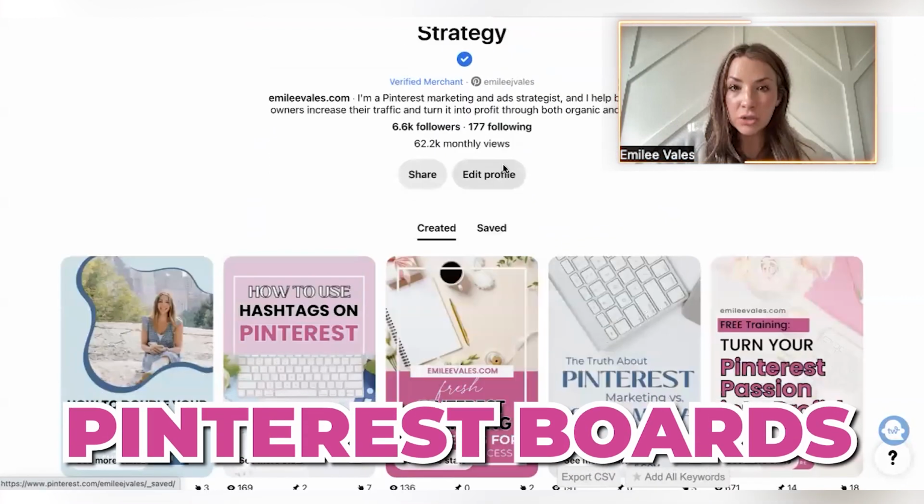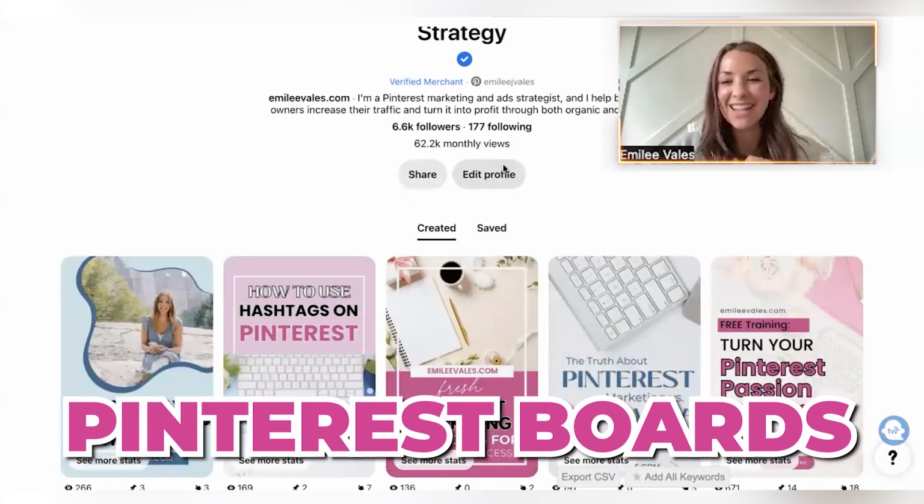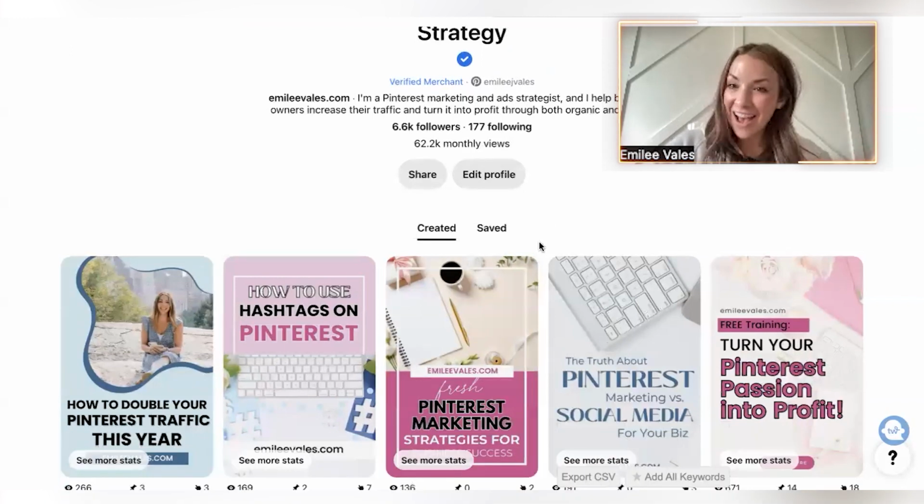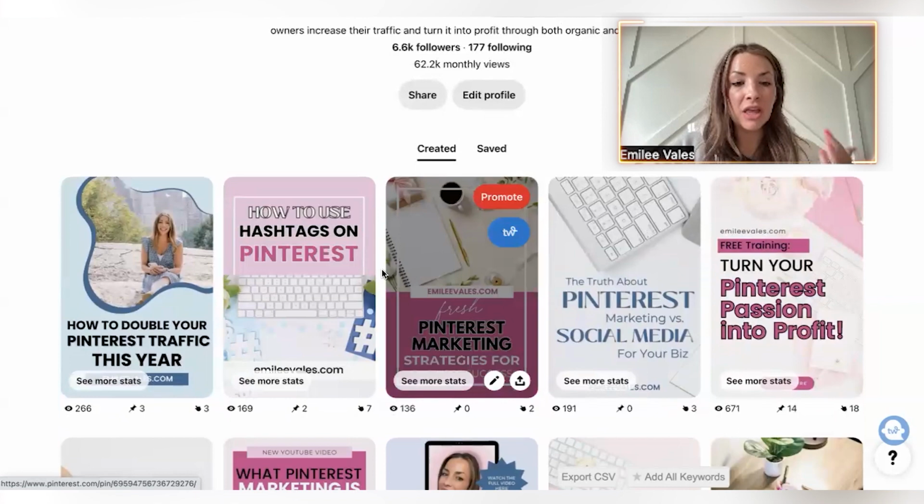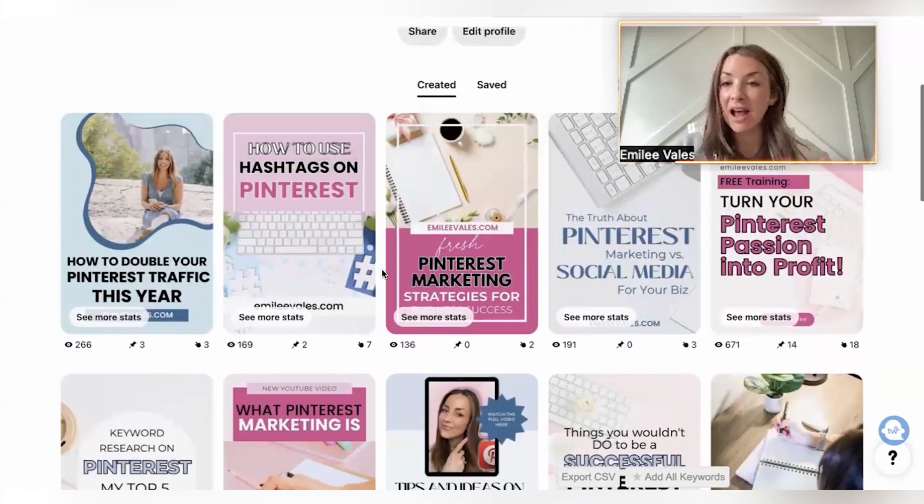So when you log into your Pinterest business account, because that is definitely what you're going to have in order to market on Pinterest, you're going to see the Created tab. So you can see here, this is showing all of my pins that I have created.